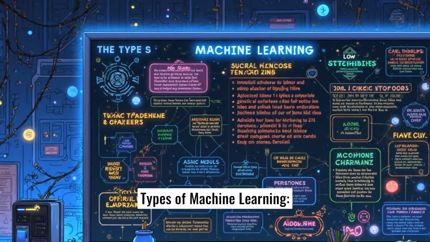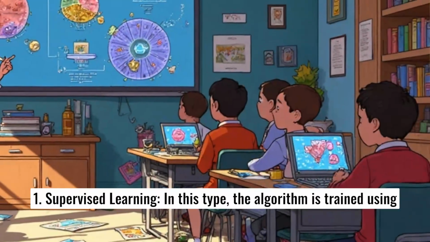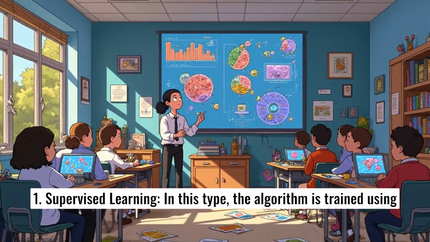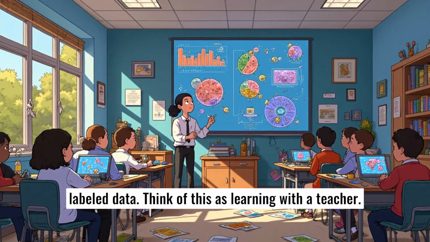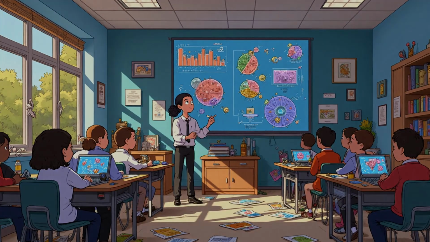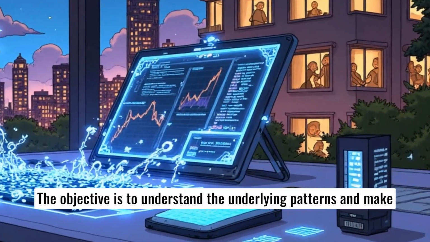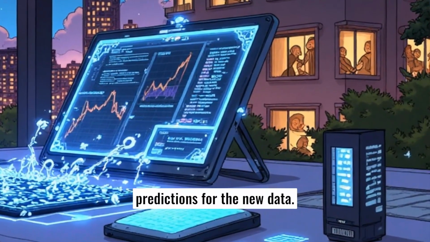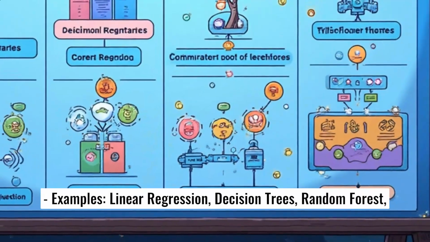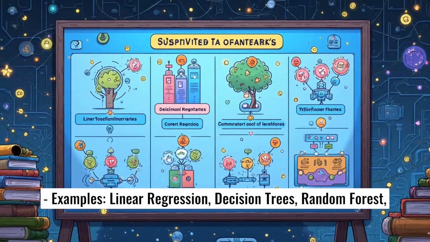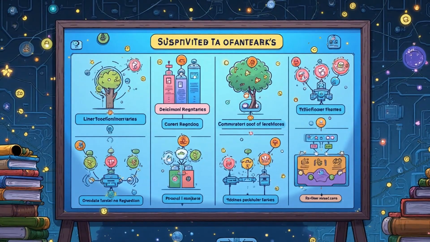Types of machine learning. 1. Supervised learning. In this type, the algorithm is trained using labeled data. Think of this as learning with a teacher. The objective is to understand the underlying patterns and make predictions for the new data. Examples: linear regression, decision trees, random forest, etc.